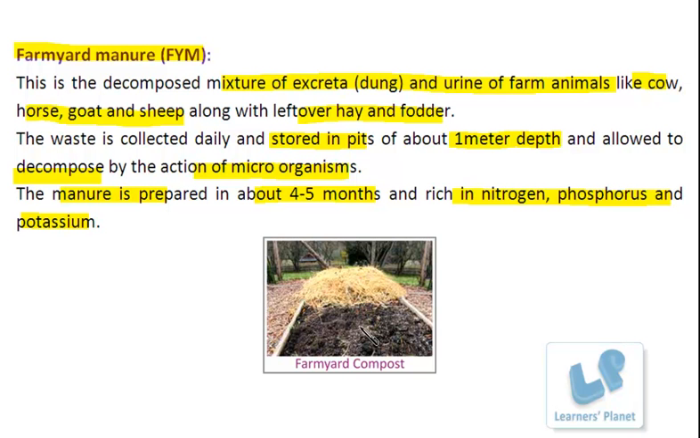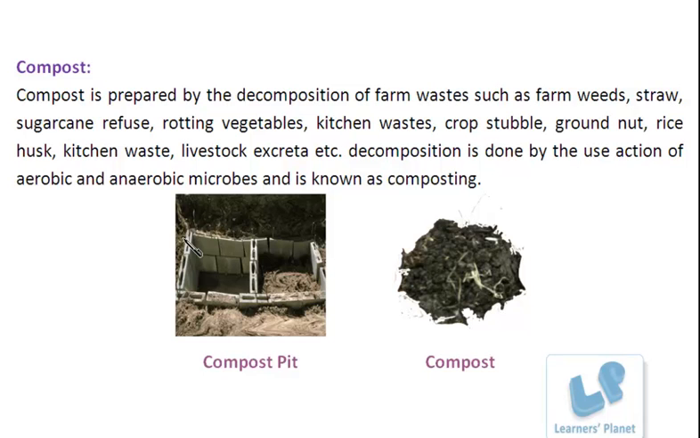Right. The next type is the compost. This compost is prepared by the decomposition of farm waste. It is not only the animal or livestock excreta which is collected here, but besides that, farm weeds, straws, sugarcane refuse, rotting vegetables, kitchen waste, crop stubbles, groundnut and rice husk, or in short, domestic waste is also included in this type of decomposition practice.